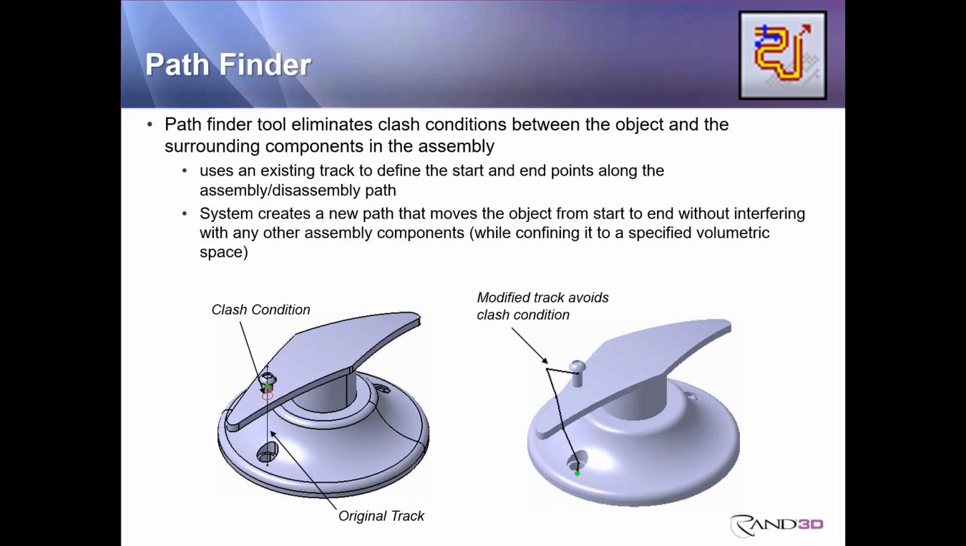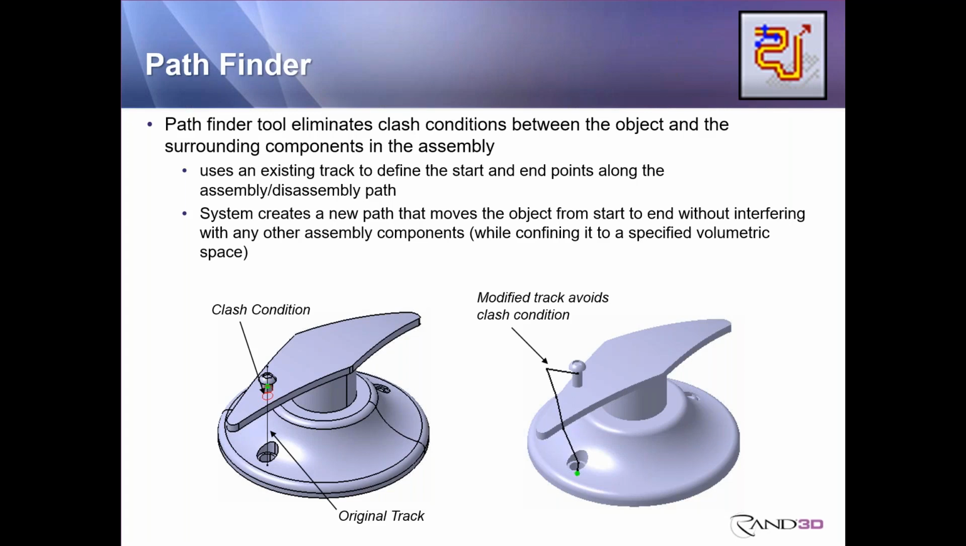Now, it does require the use of an existing track. So you will have to make one initially, but you can make it rather quickly because it only needs two spots. It needs where it should start from and where it should end up. So you really only have to give it those two data points.